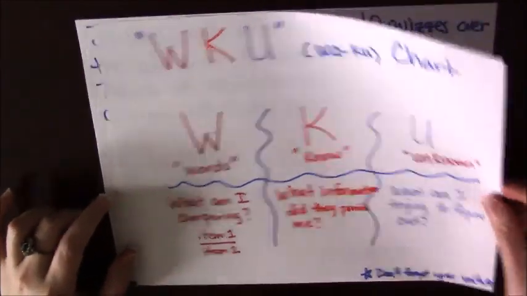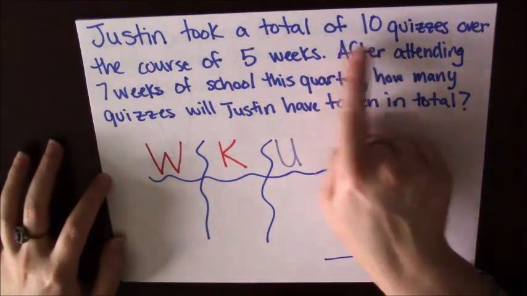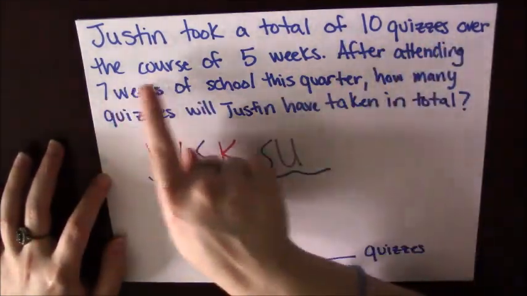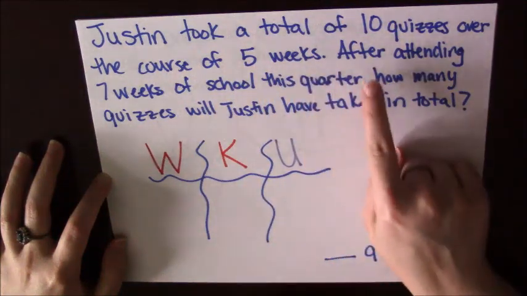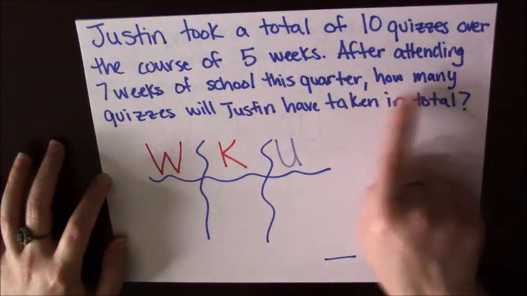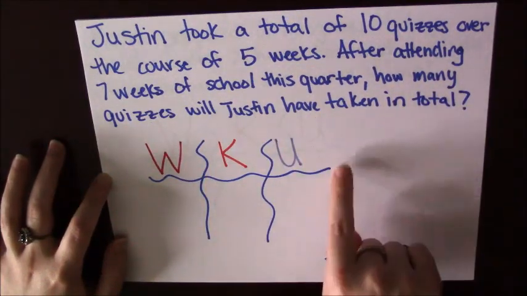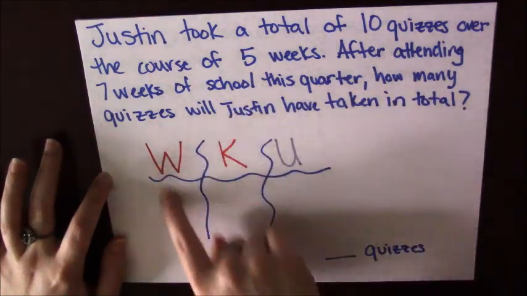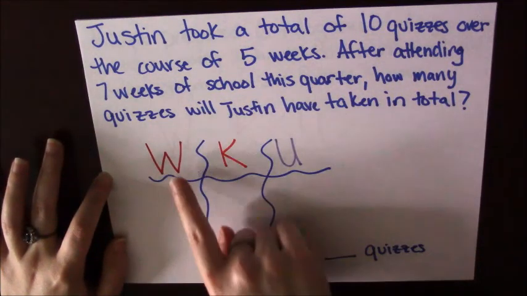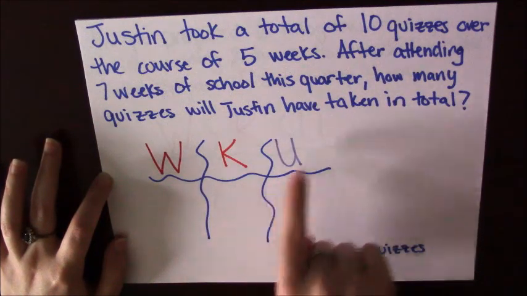So our first problem says, Justin took a total of 10 quizzes over the course of 5 weeks. After attending 7 weeks of school this quarter, how many quizzes will Justin have taken in total? So the very first thing you need to draw or write is your WAKU chart.